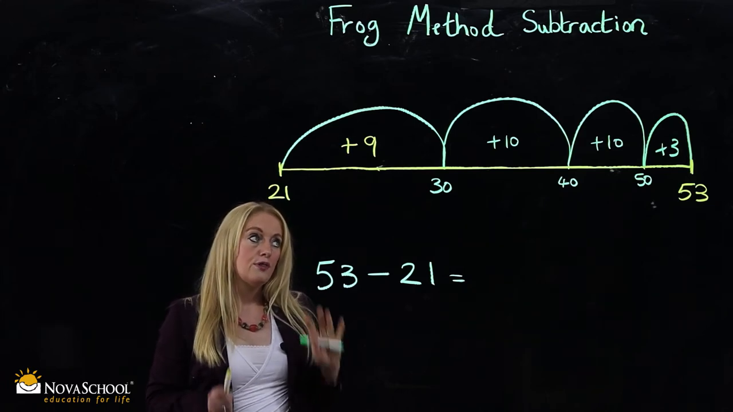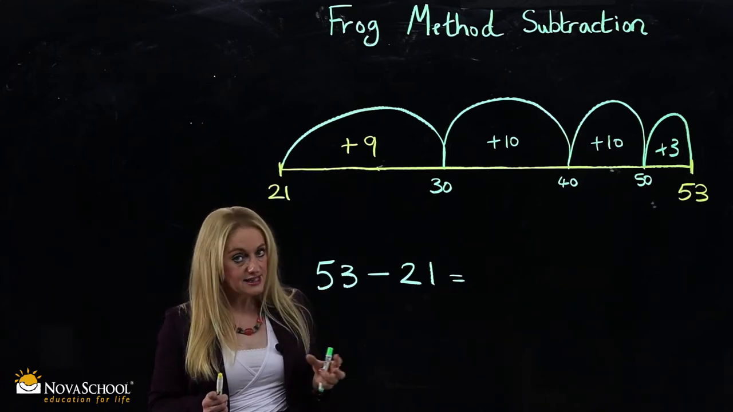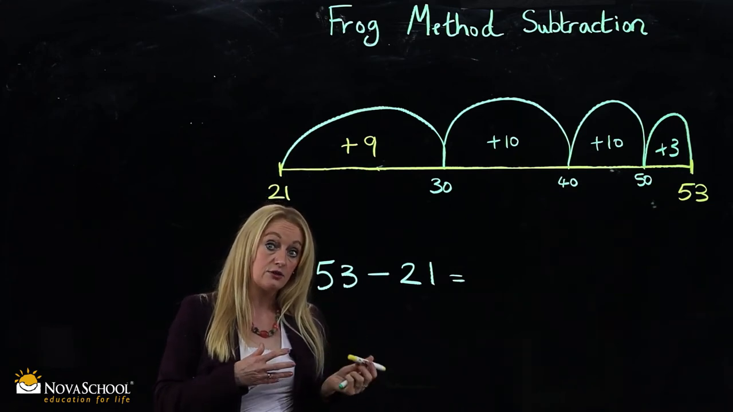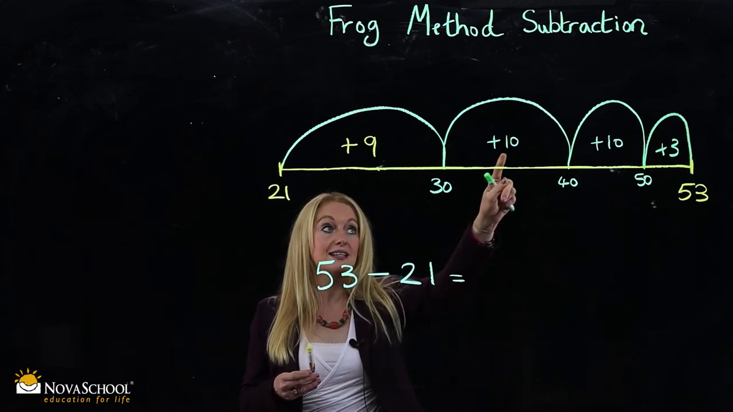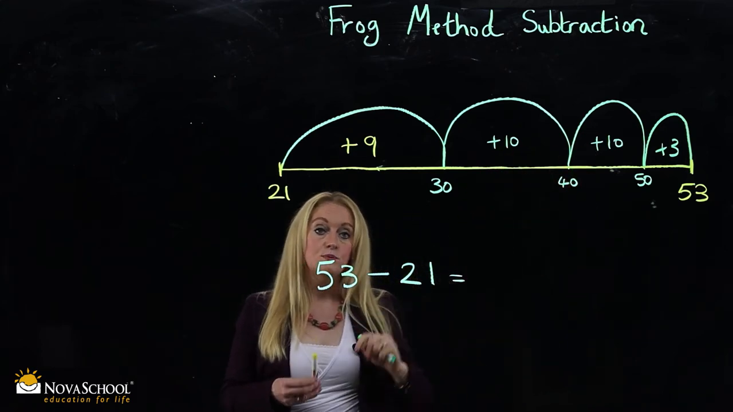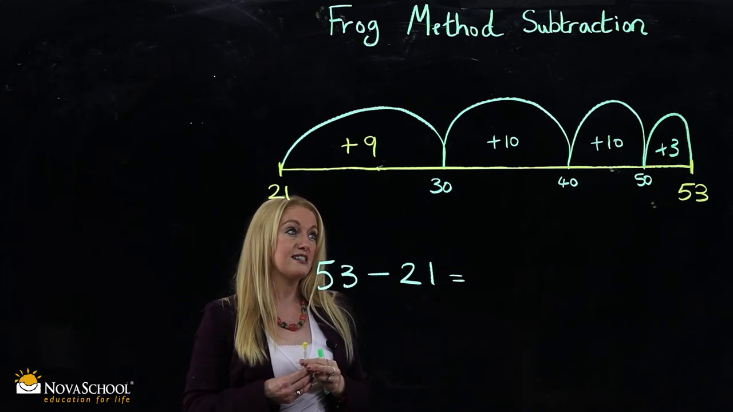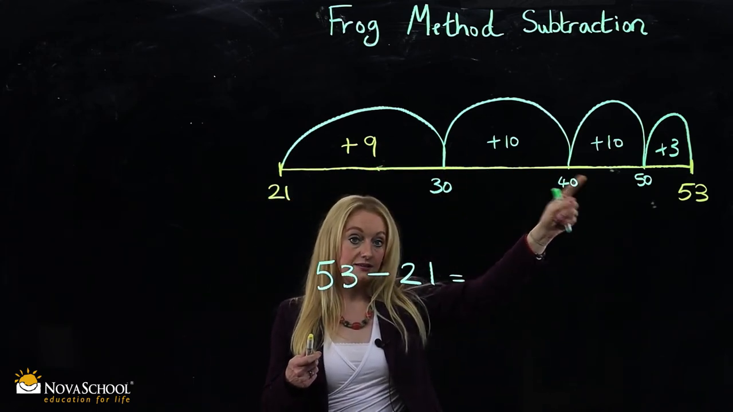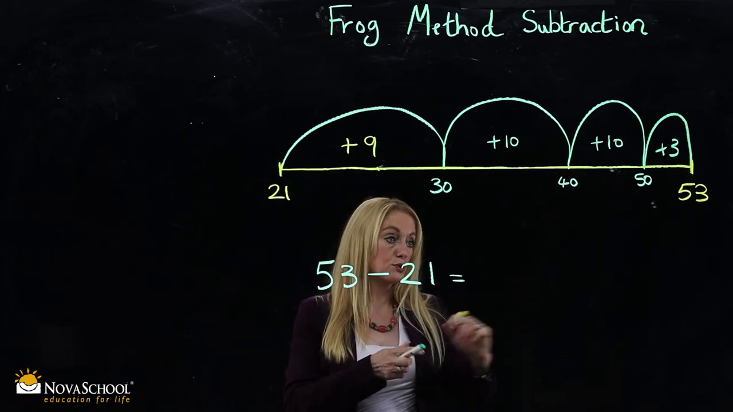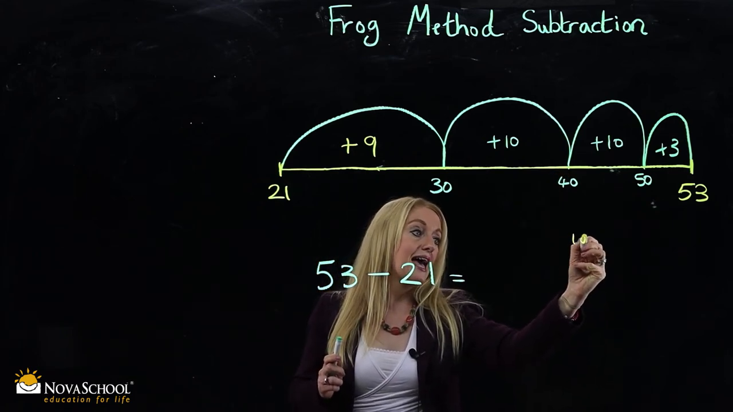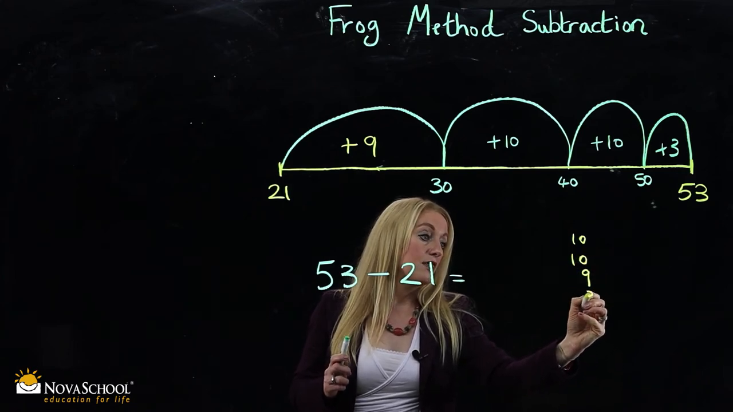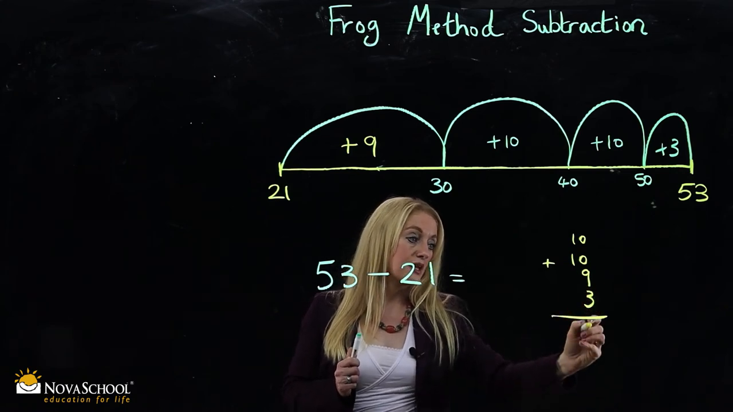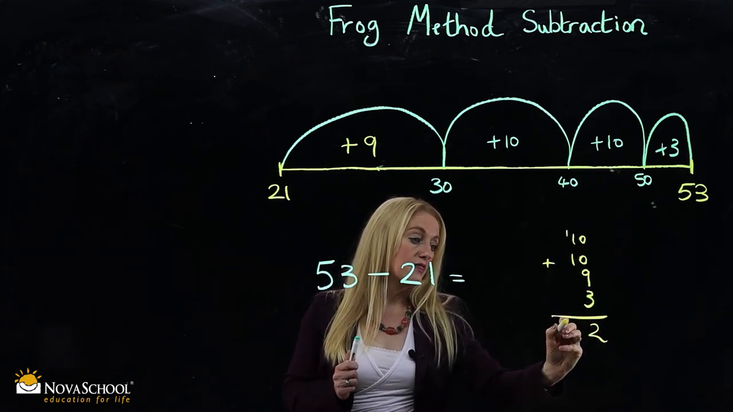So the final step of this frog method subtraction is to add up the answer. Okay, so you get your final answer. So we add the 10 and the 10. We advise the children to take the bigger number first, 20. 29, add the 3. Okay, so we can write that out if the children want to. So we can do 10, 10, 9 and 3. And we can add it all up like that. Okay, so 9 and 3 is 12, and then the 3 here.